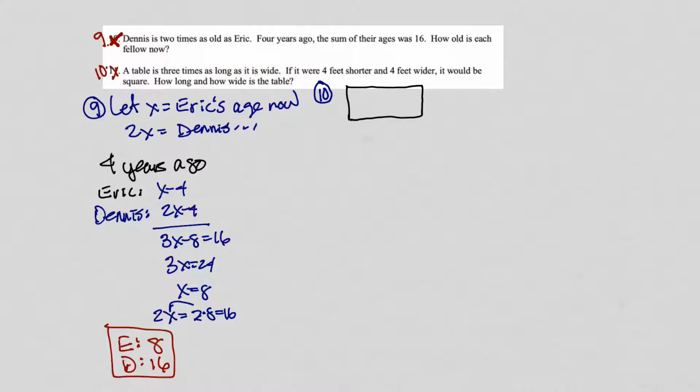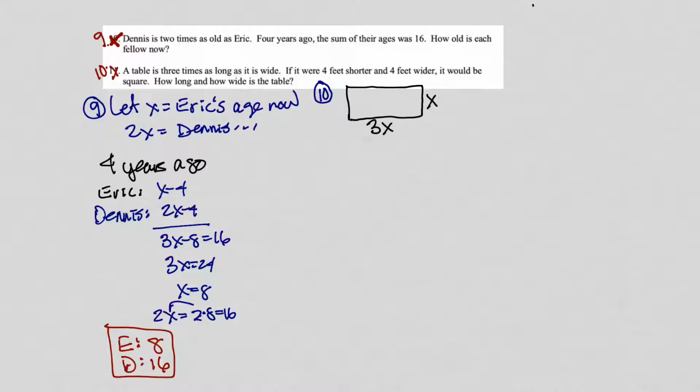So let's let X be the width. And then what do we know about the length? Well, it's 3 times the width. The width is X, so this must be 3X. Okay? And now it says this. If it were 4 feet shorter, so if we cut this by 4, and 4 feet wider, increase this by 4, it would be a square.